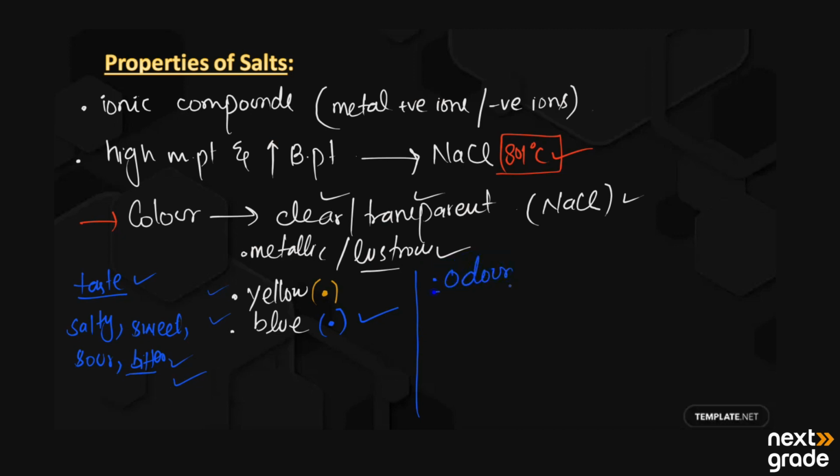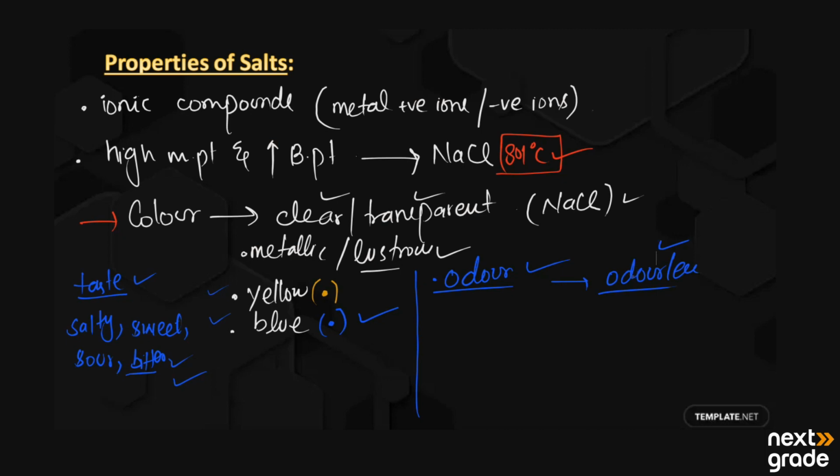And if we're going to talk about the odor, I mean the smell of the salts, then the salts of strong acids and strong bases are basically non-volatile and mostly salts are odorless. I mean they have no specific odor.